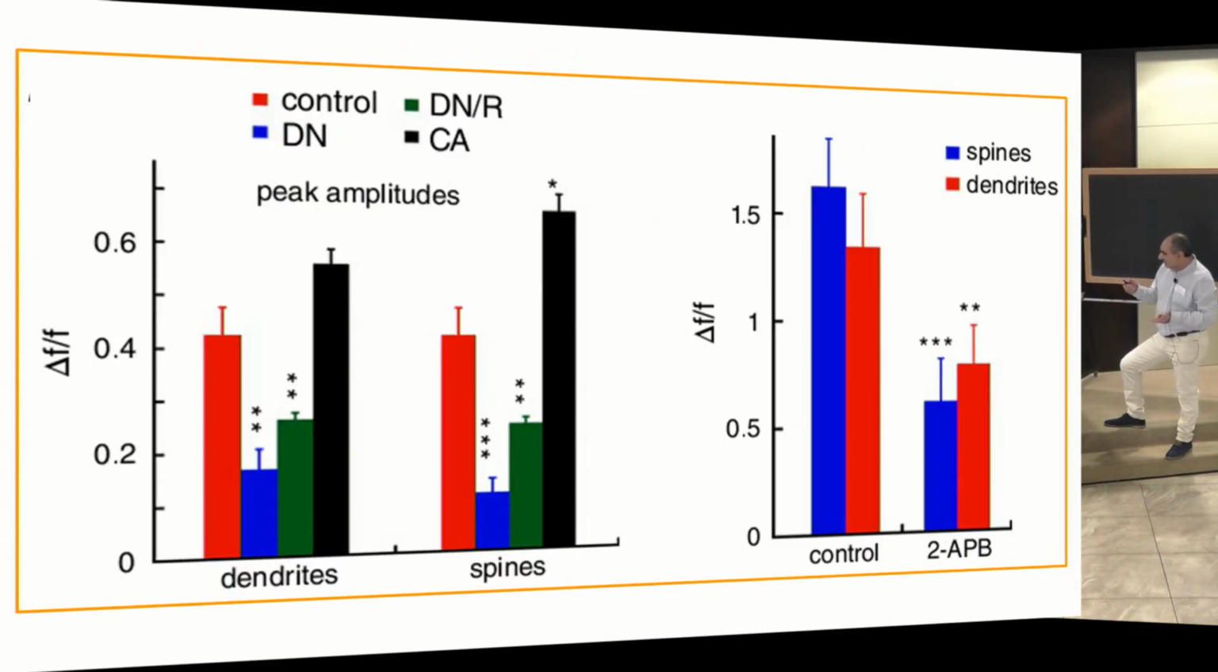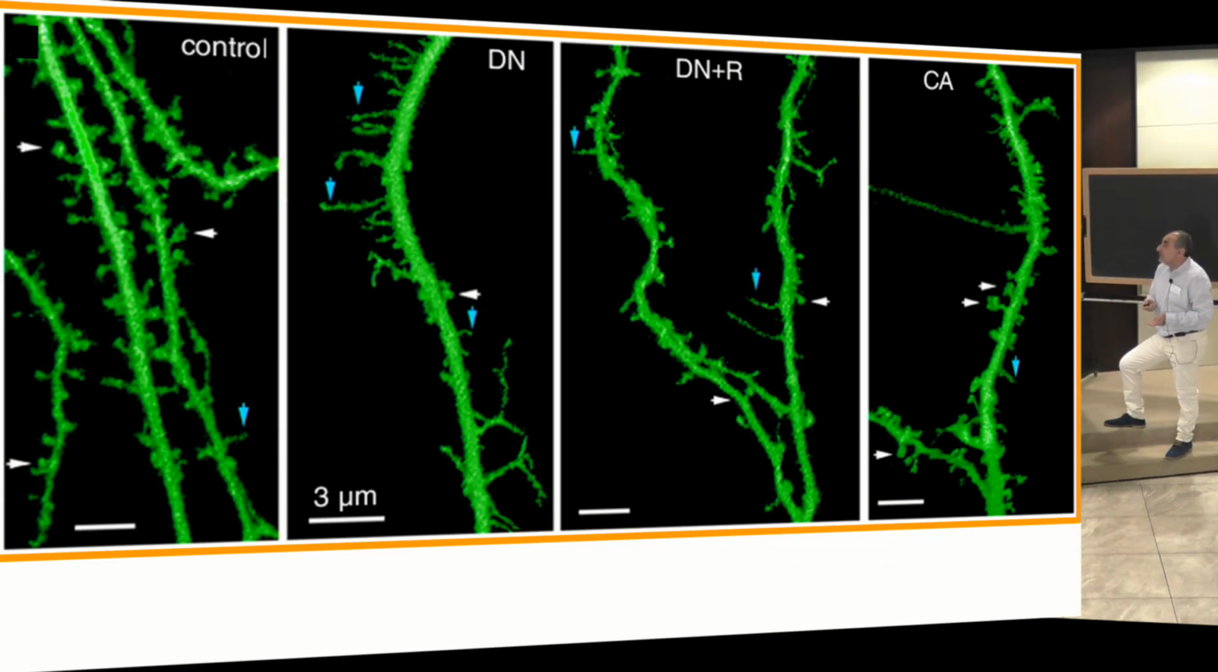To summarize this, just to show you what you have seen already: control and constitutively active give big responses, and dominant negative much smaller ones. Now, a very important point about spines, because if we try to link ORI presence and spine appearance in this young culture, we should see some difference.